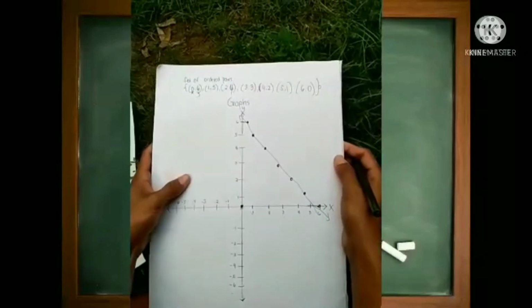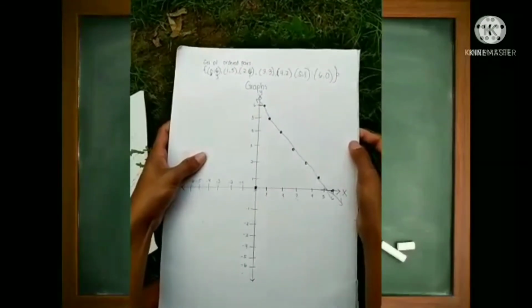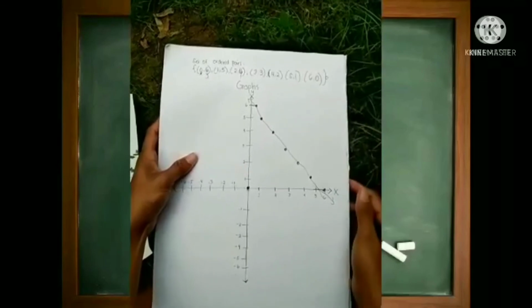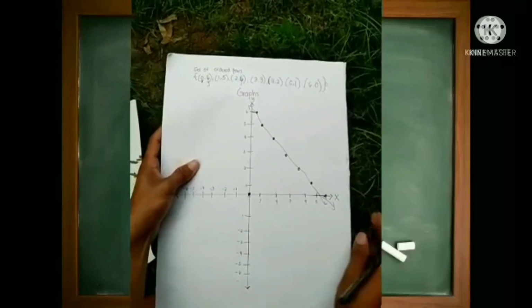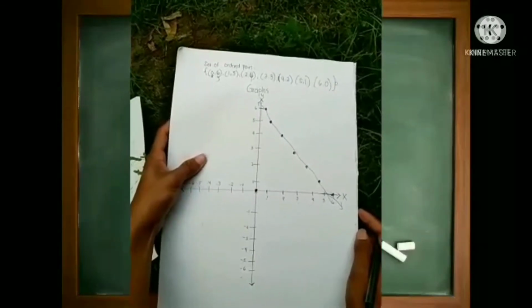And this is now our ordered pairs, plotted on the rectangular coordinate system. We locate the points on our graph.